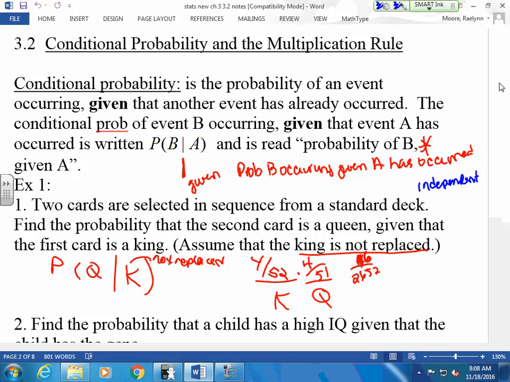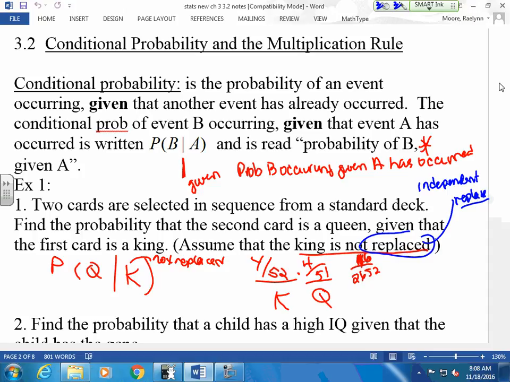How could I change this scenario to make these 2 independent events? Put the cards back. If I replace it, then I have 2 independent events, because pulling a queen has no effect on what was done with the king. The king was put back into the deck. So see the difference between an independent and a dependent event?